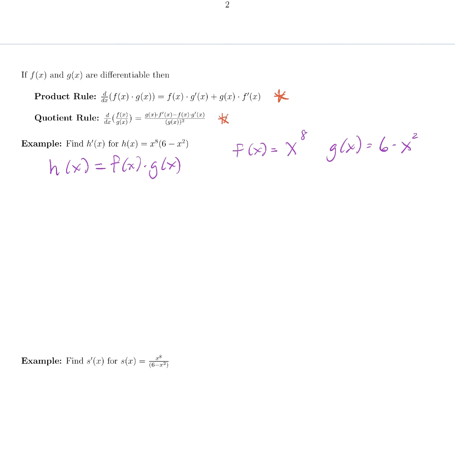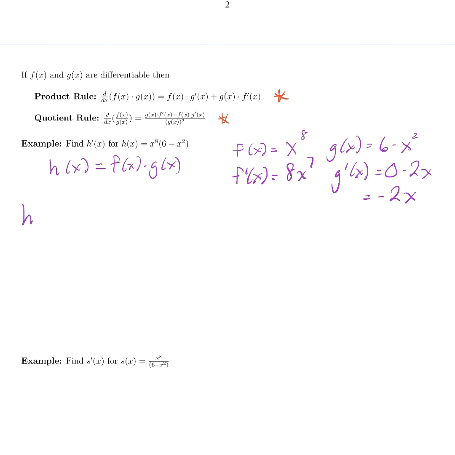Okay, so we know the derivative is based on the derivatives of f and g, and so we can write those down. So f prime of x is 8x to the 7th from the power rule, and g prime of x, well, the derivative of a constant we learned is 0. So we get 0, the 2 comes down, we get minus 2x to the first power. So that is just negative 2x.